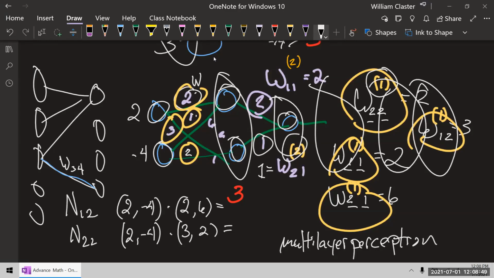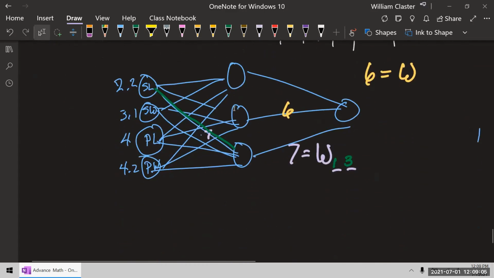But we had the threshold. We have some threshold also. But that's basically what it's doing. Now, the question is, how does the network learn?